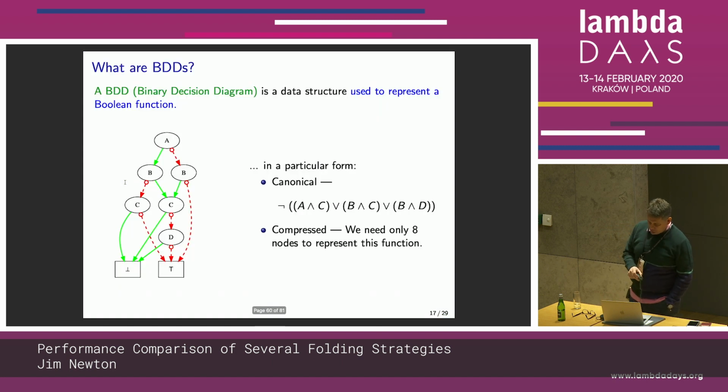So what is a BDD? A BDD is a data structure, a very handy data structure used for representing Boolean functions. It has nice features. It gives us a canonical representation, so it doesn't depend on the syntax of the equation, it just depends on its truth table. And it's a very compressed form.